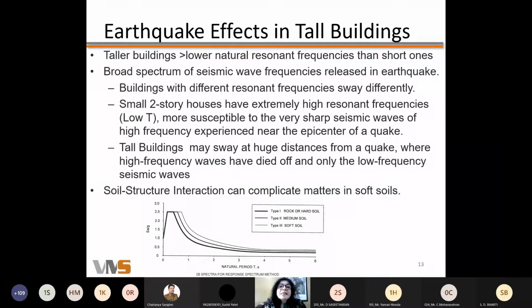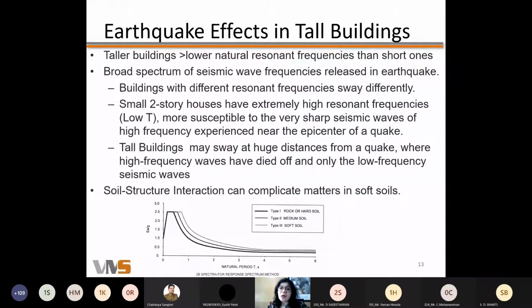So what happens is that typically the taller buildings have a much higher period, or a lower natural resonant frequency, than the shorter ones. And if you remember, just as a thumb rule, the time period of a building is 0.1 n. That was our standard, just to get a first feel for it. Kitne maale ka makaan hai? Oh, 12 maale ka makaan hai. So 1.2 seconds will be its natural period.